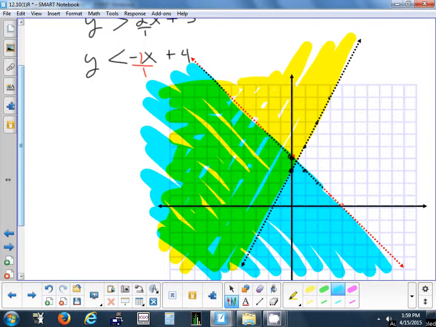So now, what did Mr. Roy say to look for? Where the shadings what? Where they overlap. Okay, so when you're sketching this on your paper, the green, that's where the yellow and blue overlapped.